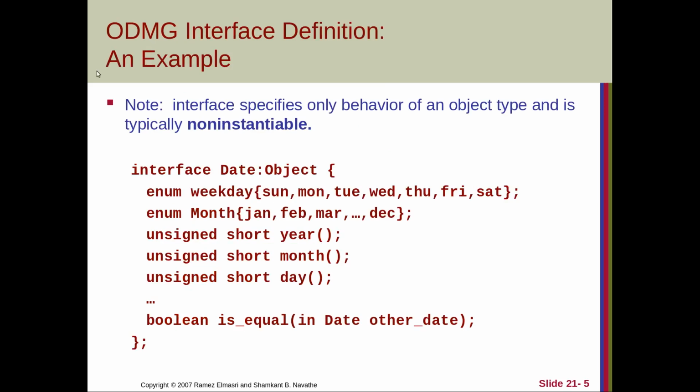Now we will discuss ODMG interface definition. As you know, an interface is actually similar to a class. Before moving into further examples of the ODMG model, here we are discussing the storage of data in terms of object oriented database concepts. As you know, this is almost similar to the concept of object oriented classes.